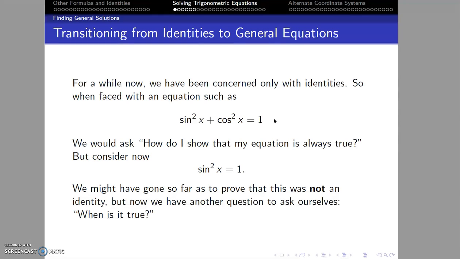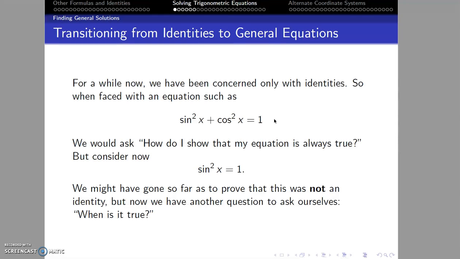You take x to be pi over 4. That would show it's not an identity. Take x to be pi over 3 or pi over 6 or negative 17 pi over 4. You know, anything really except maybe for pi over 2. Sine of pi over 2 is 1, that squares to 1. So that would be a solution.